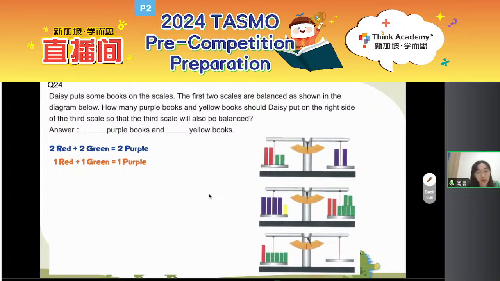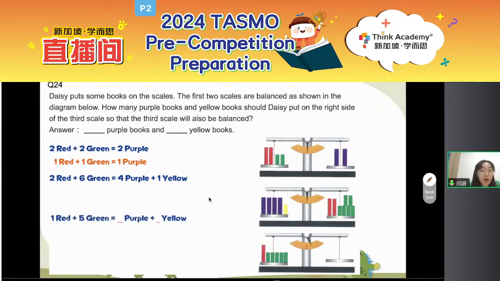For the second one, how to write the equation? Usually for the same color, we just write it on the same side, okay? Just now in the first equation, we wrote down the red and green on the left side. For the second one, again, we put the red and the green on the left side. So here we have 2 red plus 6 green equals 4 purple plus 1 yellow. And then what are we looking for? We are looking for 1 red plus 5 green equals how many purple and how many yellow. So how can we figure out such a question?